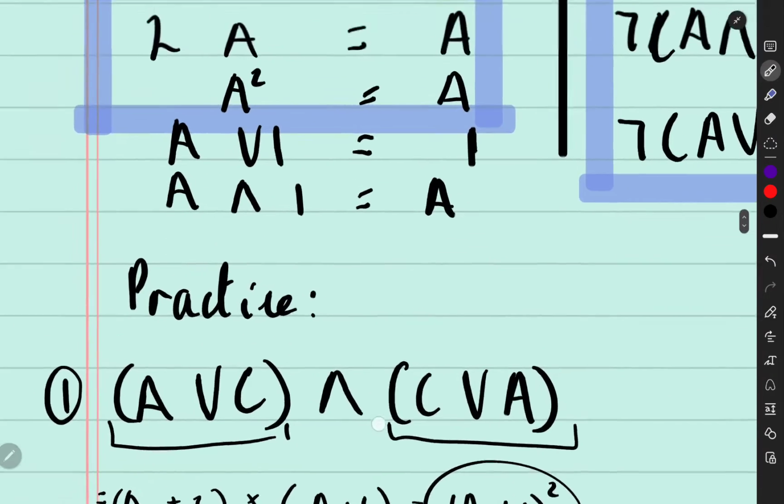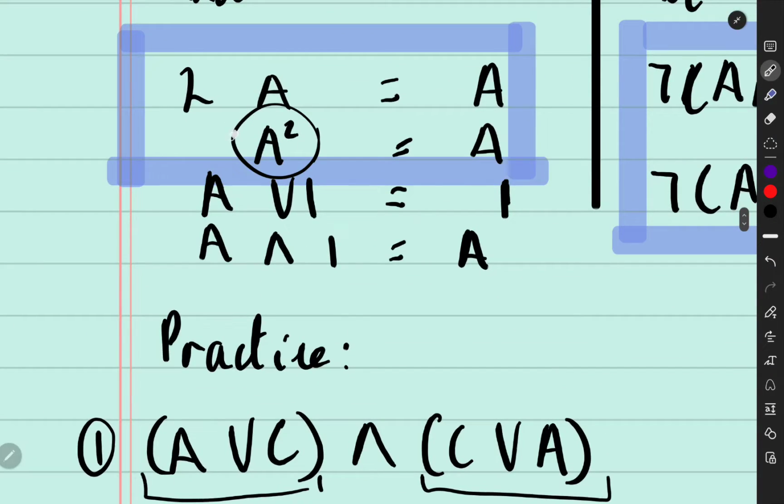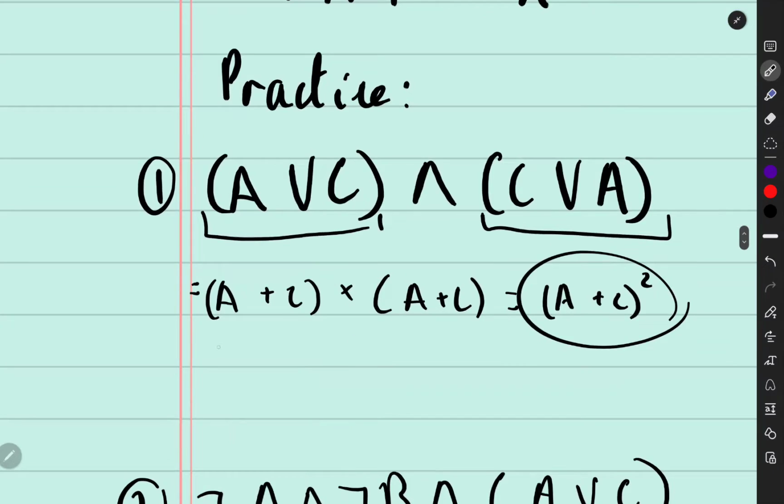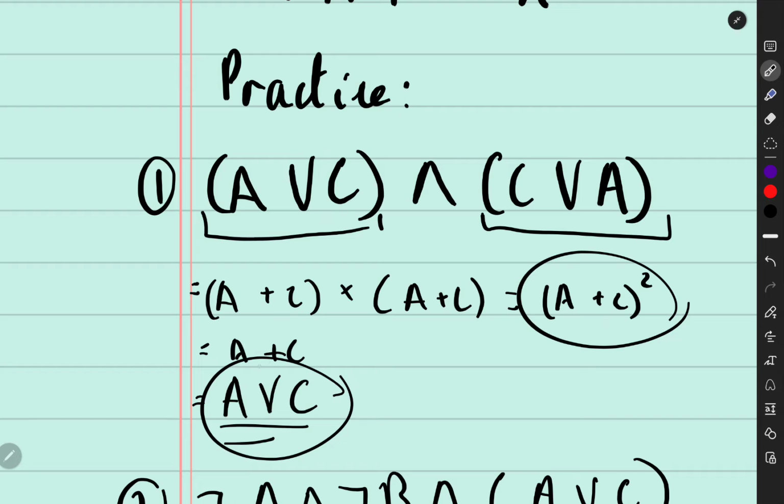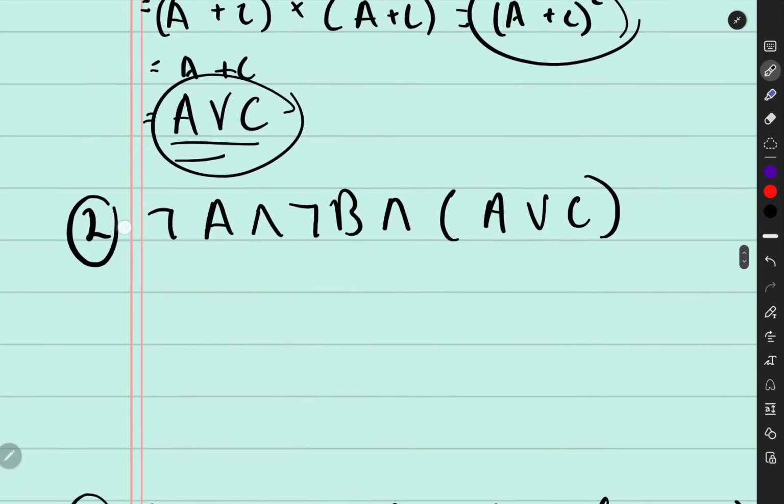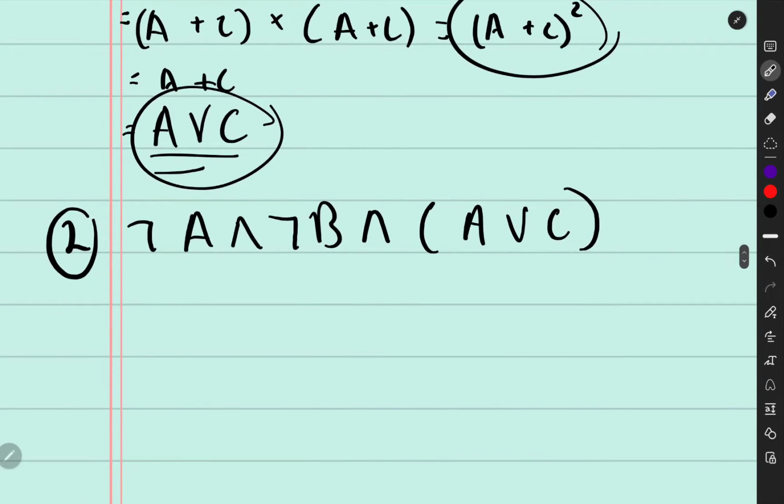So now we have a squared. What we say about a value being squared is that it's the same as the value itself. So A plus C squared, we have A plus C. And in the exam you have to write it algebraically, so it's A or C. And that's the finalized expression. That is the final answer. That's how you simplify it. Right, now, this question 2, pause it and give it a go.